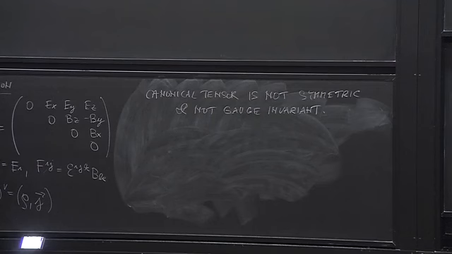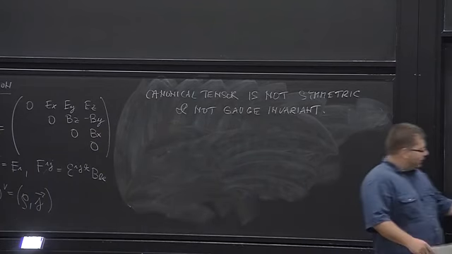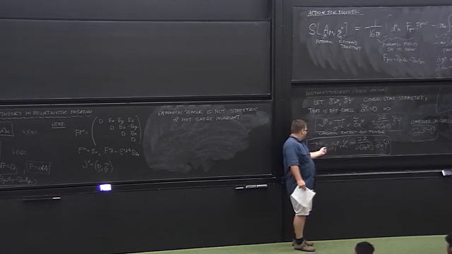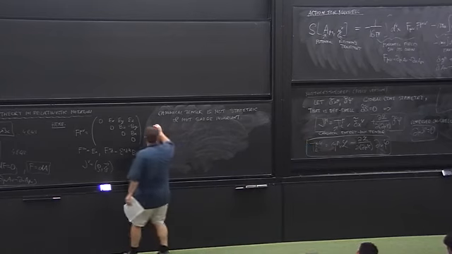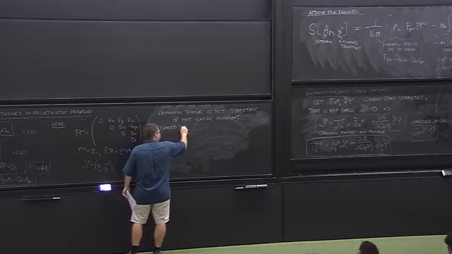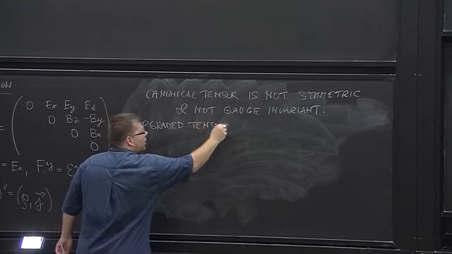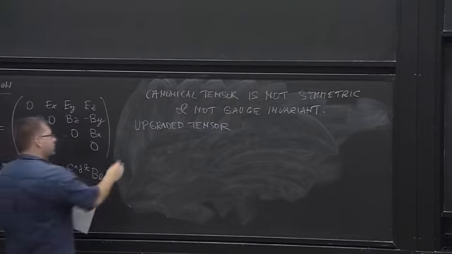Okay. So, however, you can add some very nice term to this thing here, so that the resulting object is still conserved. And so the upgraded tensor is already symmetric and gauge invariant. And you have this beautiful formula which you've probably seen many times.